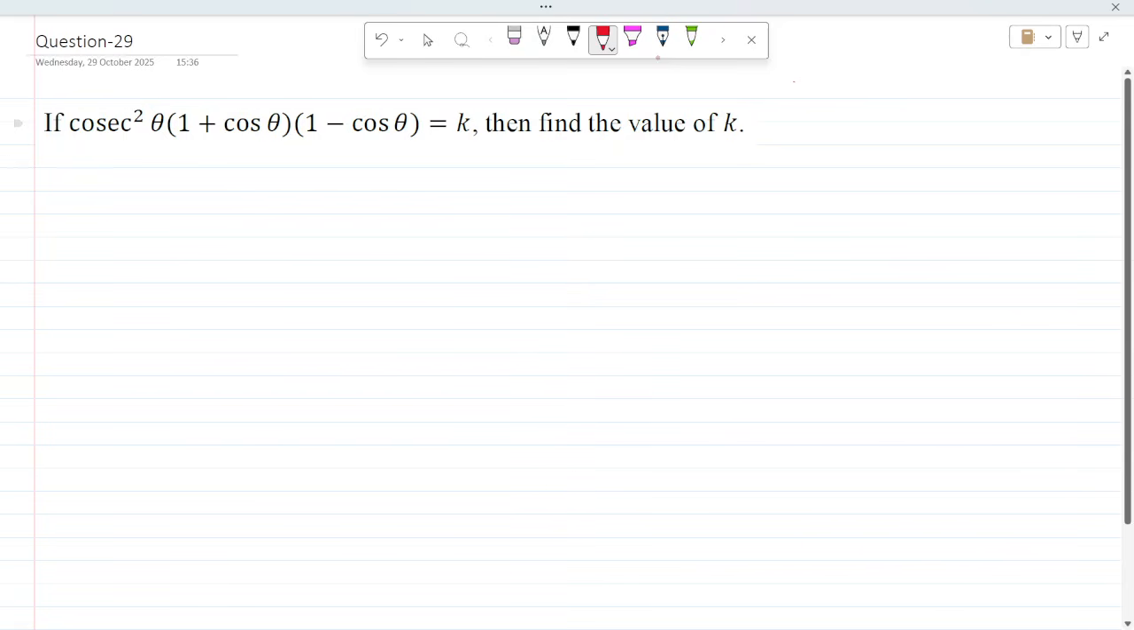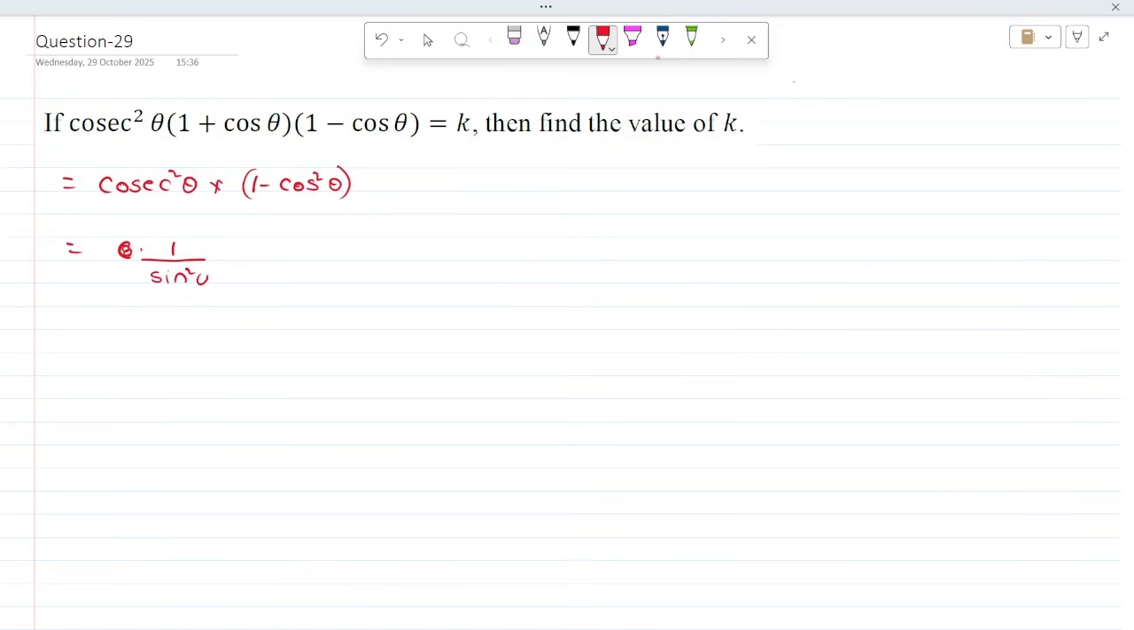They said this is equal to k, then find the value of k. So try to solve this. Cosecant square theta into 1 minus cos theta, 1 plus cos theta, what will it be? 1 minus cos square theta. Similar model, right? But they ask a little differently. So cosecant square theta can be written as 1 by sin square theta, into sin square theta. Cancel. You are left with 1. So k is equal to how much? 1. Is it clear? Therefore, k is equal to 1.